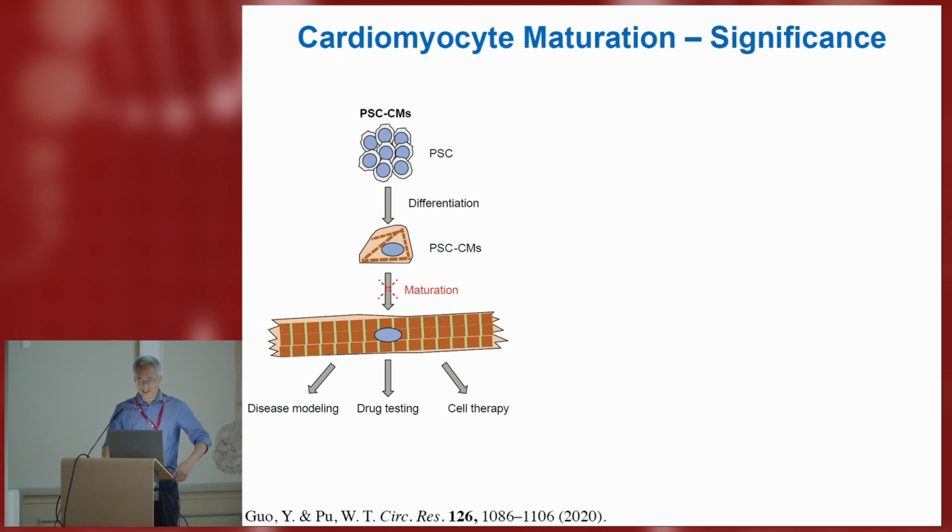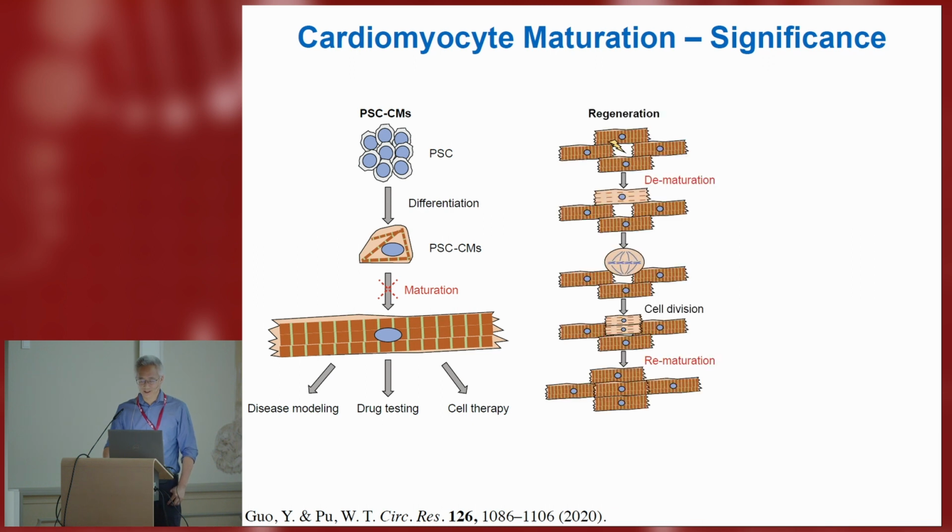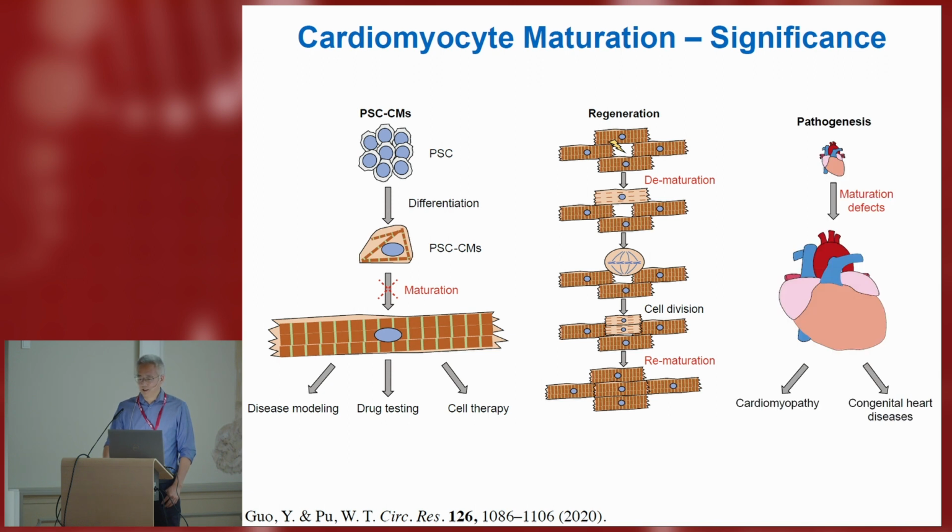So why is this important? Of course, many of us here are concerned about the immaturity of stem cell-derived cardiomyocytes since they get stuck in a fetal-like state. We've also heard about how dedifferentiation and redifferentiation are important for cardiac regeneration. We also think that abnormalities of maturation underlie some forms of cardiomyopathy or the adverse myocardial outcomes in congenital heart disease.